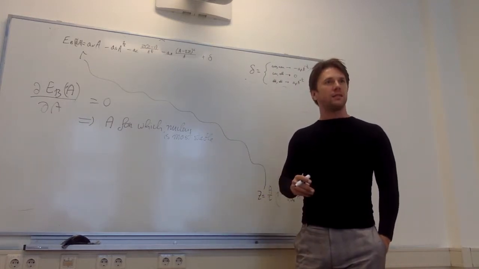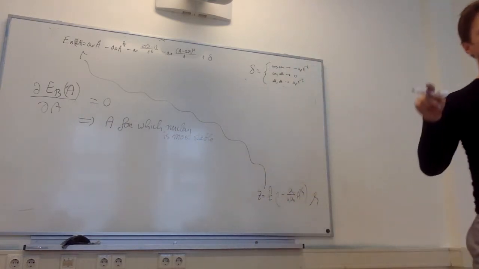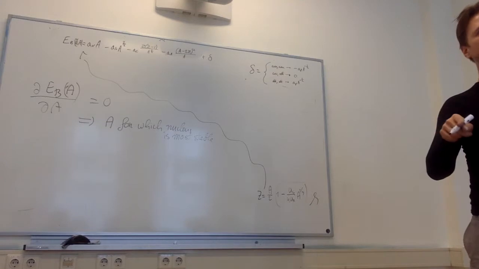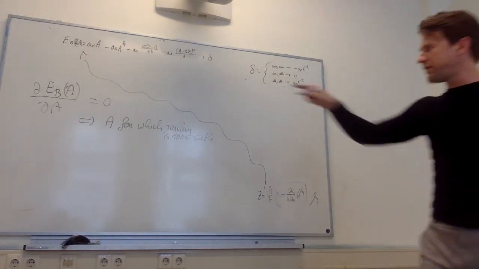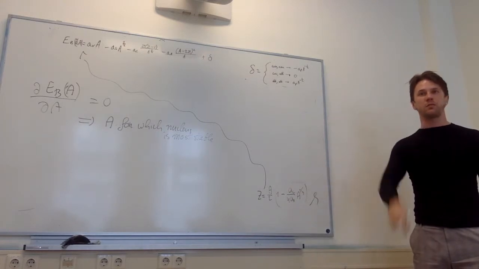You take a number A, one of these numbers that comes out. You say, okay, well apparently this is the A for which it is most stable. Which Z's correspond? Well, you take that A that comes out of that, plug it back into here. And you get the Z's that are the most stable. You get the most stable one.